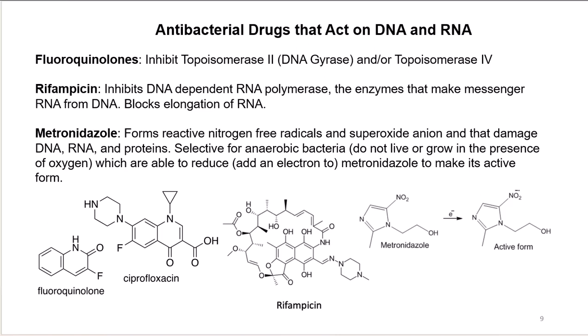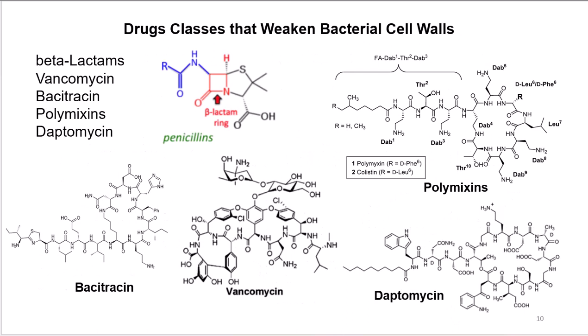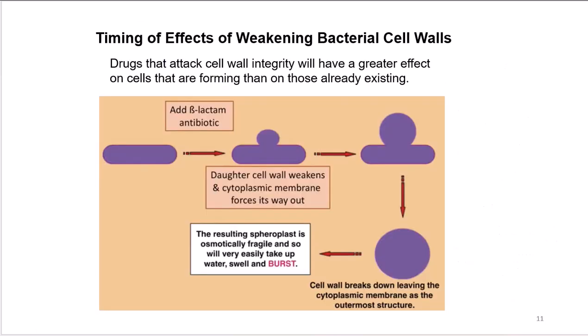Again, for the DNA, you have the fluoroquinolones, and this is the quinolone structure. We have two rings together, and there's a fluorine attached. Rifamycins are a big macrocycle. And we'll also talk about metronidazole, which has to do with one electron transfers. There are also those that weaken the cell walls. Again, penicillins, cephalosporins, all in those beta-lactams. Bacitracin, vancomycin, daptomycin, and polymyxins. These are all targeting the cell walls.